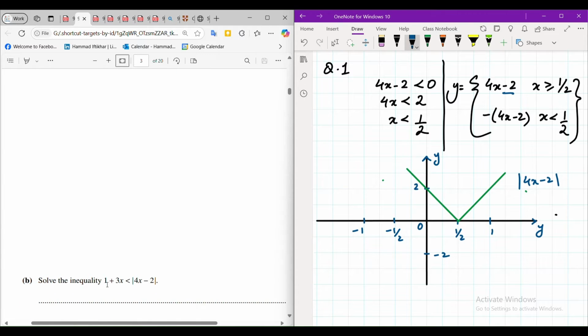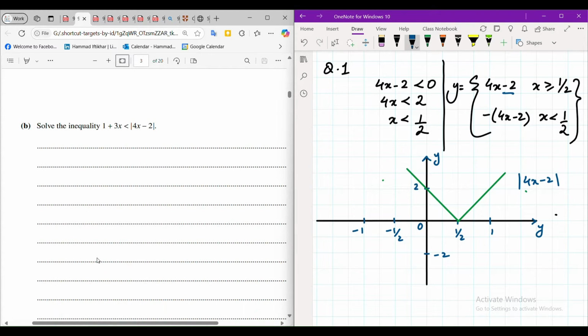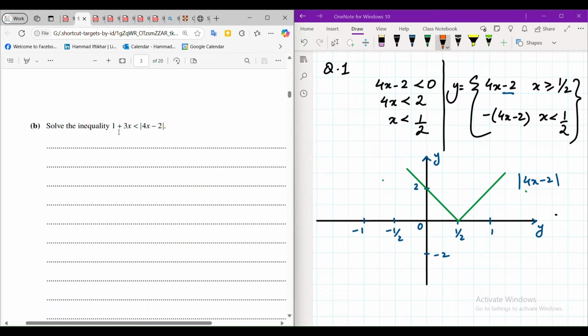Now solve the inequality 1 plus 3x less than |4x minus 2|. We can do this two ways. We can do this with the help of the graph that we have drawn, and we can also do this with the help of algebra. How we would do this graphically: if we sketch out 1 plus 3x, 1 means that it has the positive y-intercept 1, and 3x means it has a lesser gradient than 4x minus 2. So still we would need at least one other point.